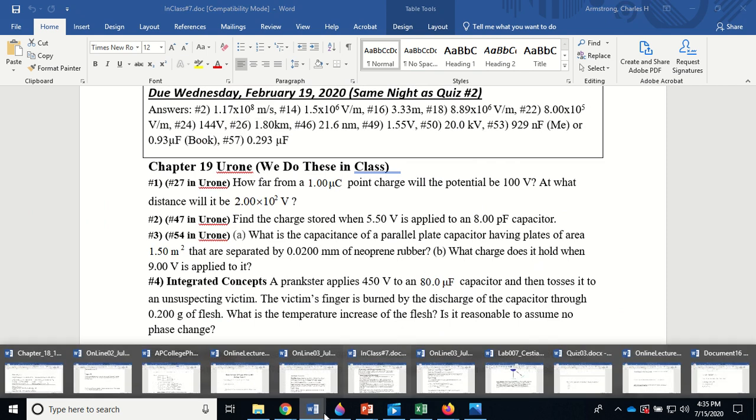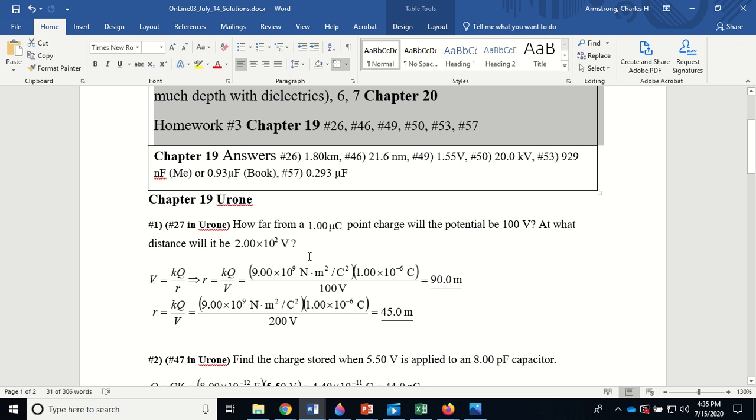Here it is. How far from a 1 microcoulomb point charge will the potential be 100 volts? And at what distance will it be 2 times 10 to the 2 volts? Well, we start off with that equation we just saw. To find the voltage some distance from some charge Q, we simply use this equation. But now what we want is how far from a point charge. We have the voltage and we have the charge. Now you solve for R.